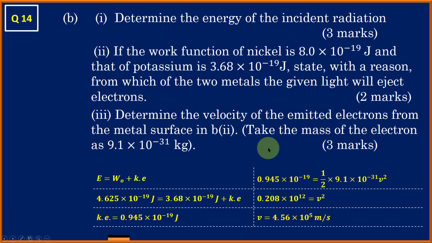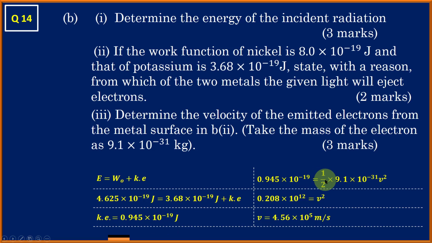Now let's go on. Determine the velocity of the emitted electrons from the metal surface in B part 1. Take the mass of the electron as 9.1 by 10 raised to minus 31 kilograms. Again, this one is calculated using Einstein's equation of photoelectric effect. In other words, the energy of the incident photon is going to be equal to the work function of the metal plus the kinetic energy of the emitted electron. When I substitute in these values, I'm able to get the kinetic energy of the emitted electrons.